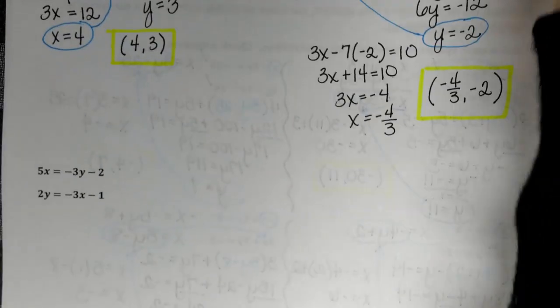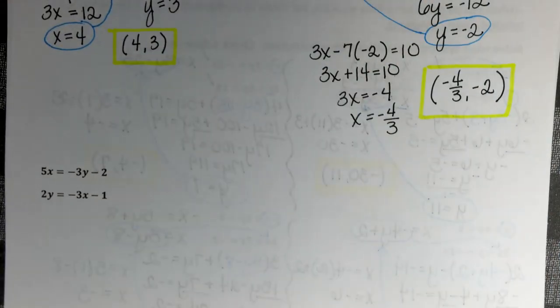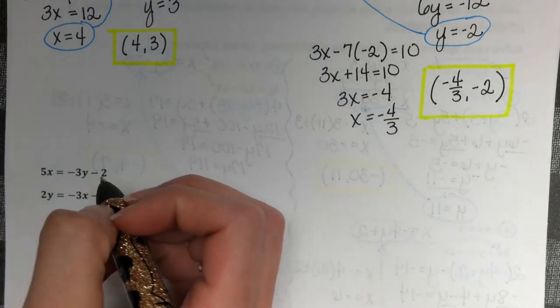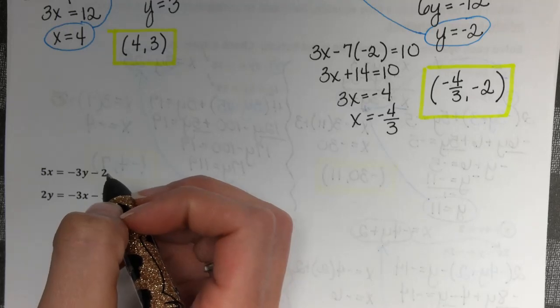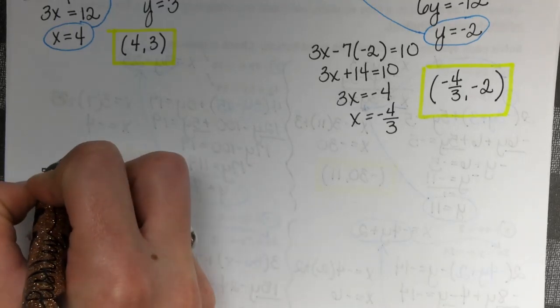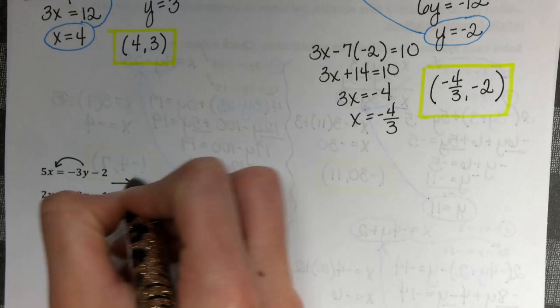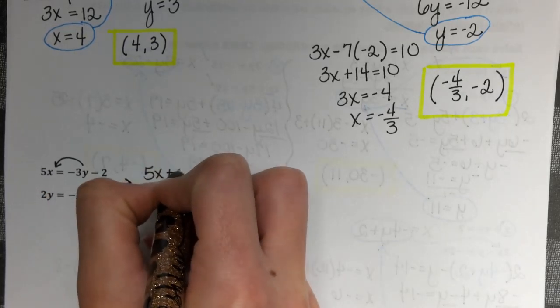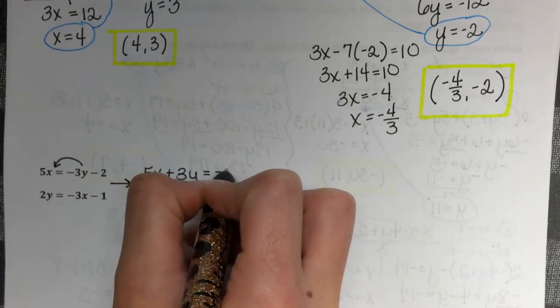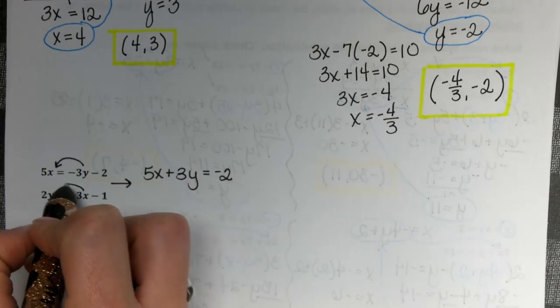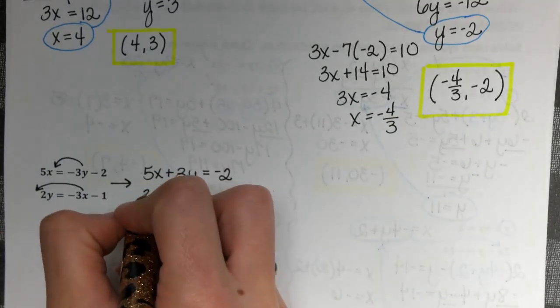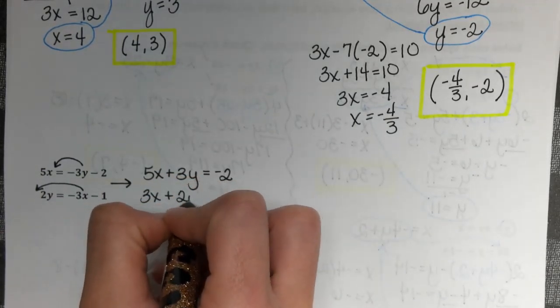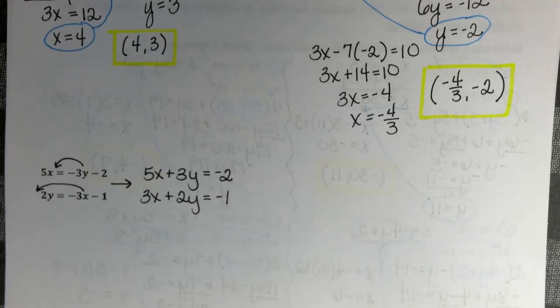Now, what if I have 5x equals negative 3y minus 2 and 2y equals negative 3x minus 1? I need to get it in standard form. Okay, so I'm going to add the 3y, and that becomes 5x plus 3y equals negative 2. And I'm going to add my 3x, and that becomes 3x plus 2y equals negative 1.